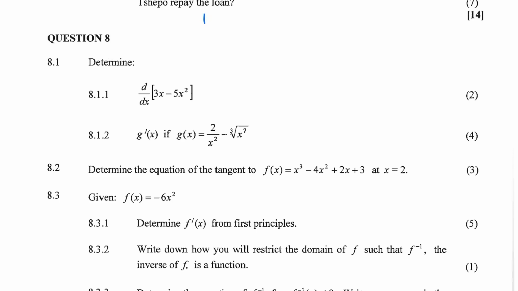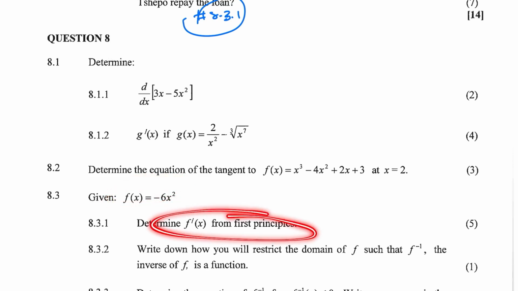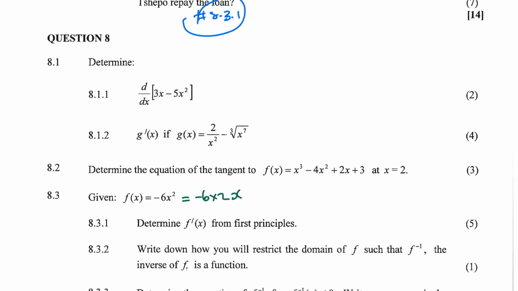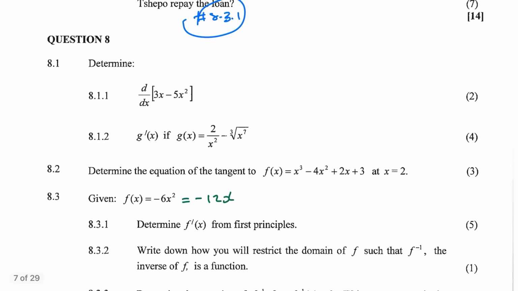8.3.1, you are required to determine the derivative of this using what? First principle. And by the way, using what you already know, the derivative of this is equal to what? Negative 6 times 2 x power 2 minus 1. And negative 6 times 2 is what? Negative 12. X power 2 minus 1, that is 1. And this is equal to negative 12x. We are expecting your answer to be negative 12x. But we're going to use what we call first principle.